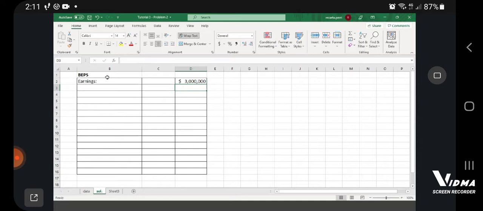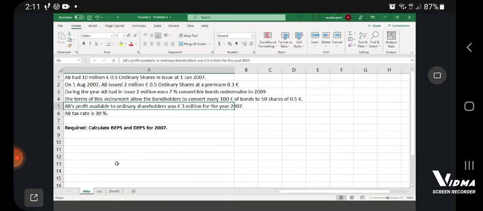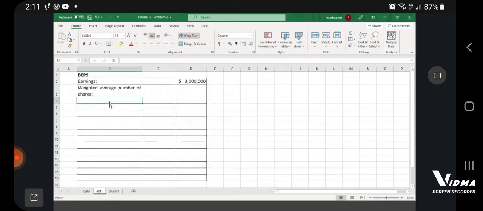So the earnings is 3 million. Next, we need to calculate the weighted average number of shares, right? So the next step is to calculate these shares. Now remember that we start with 10 million, and after 7 months, we issue 2 million shares.